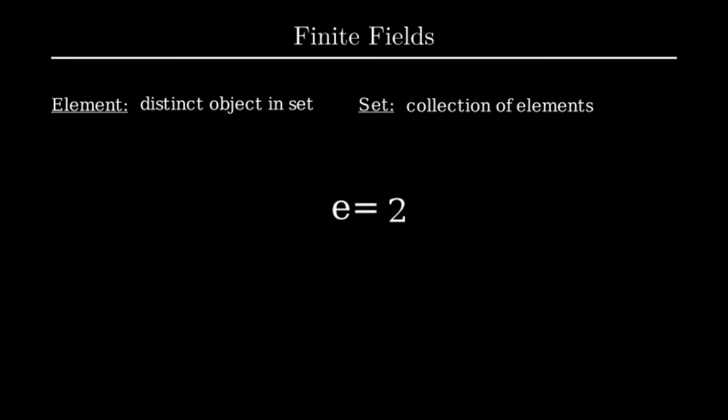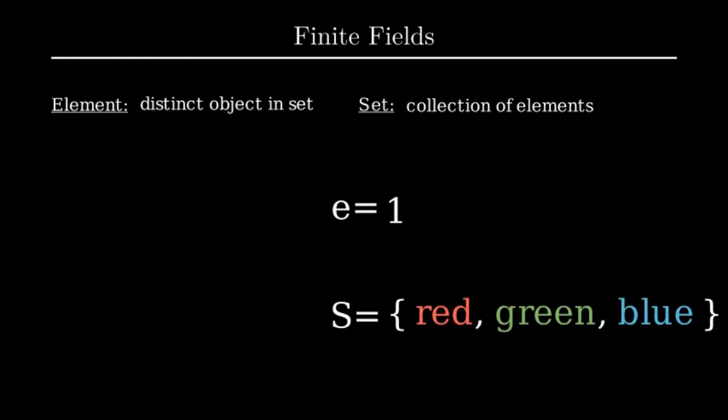An element could be any object, like an integer or a color. A set contains multiple elements. One set could contain 3 integer elements, 1, 2, and 3. Another set could contain 3 color elements, red, green, and blue.